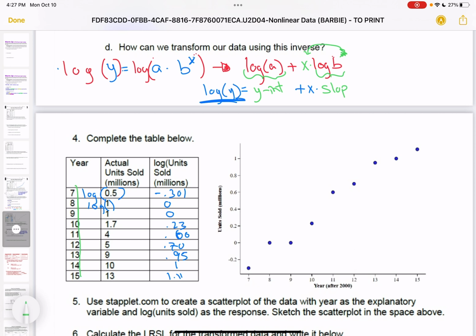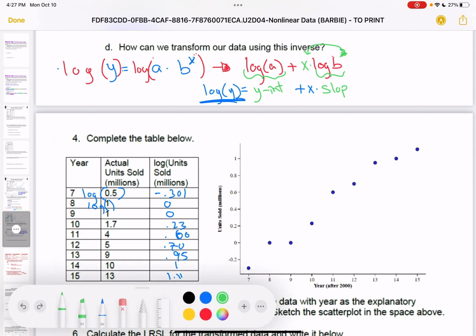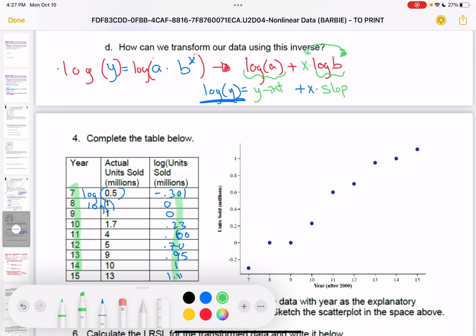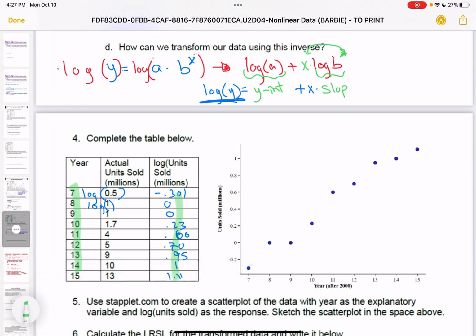So these are my new x's. Sorry about that. These are my new x's right here, and these are my new y's. So when we plug that data into Statplet, you're going to get a scatter plot that looks much more linear. You can see that it looks much more linear to us, and that's exactly what we were hoping would occur.